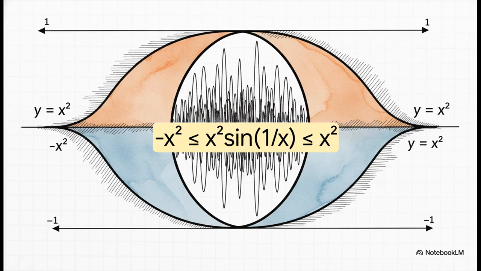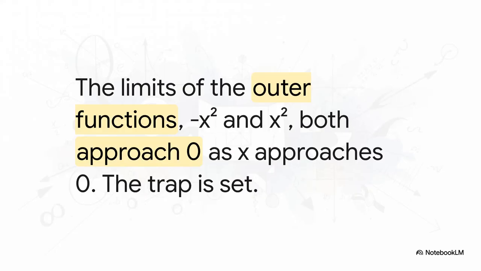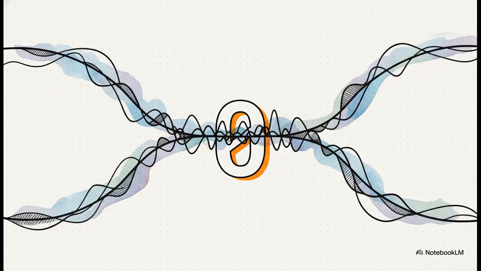Just by doing that, we've successfully built our squeeze. We've trapped our complicated function between two much simpler functions, negative x squared and positive x squared. And here's the key. We can easily find the limits of our two squeezing functions, right? The limit of negative x squared as x goes to 0 is just 0. And the limit of positive x squared as x goes to 0 is also 0. They're both heading to the exact same spot. So what does that mean? By the squeeze theorem, our original complicated function that was stuck in the middle has to have a limit of 0 too. It literally has no other choice.